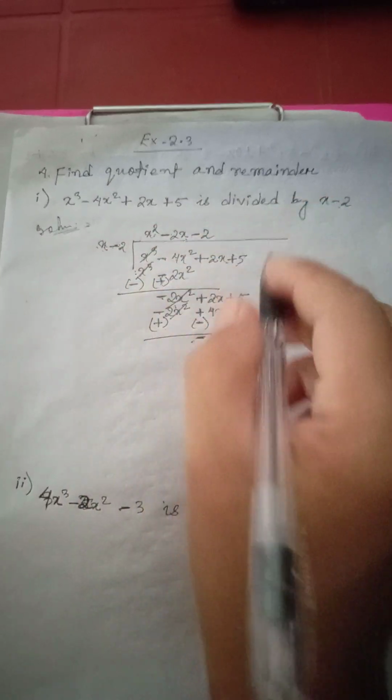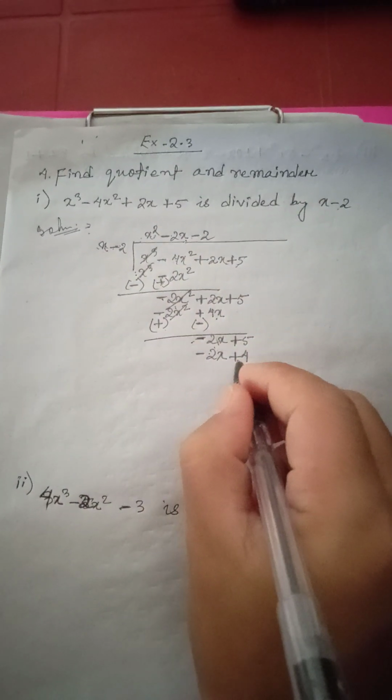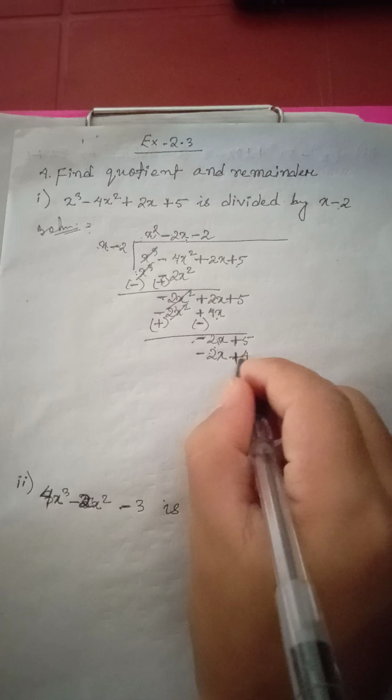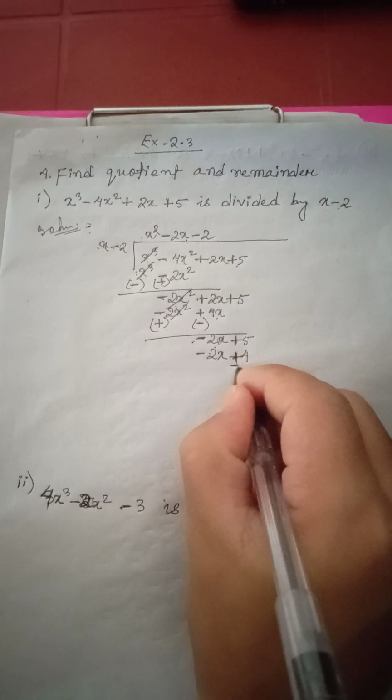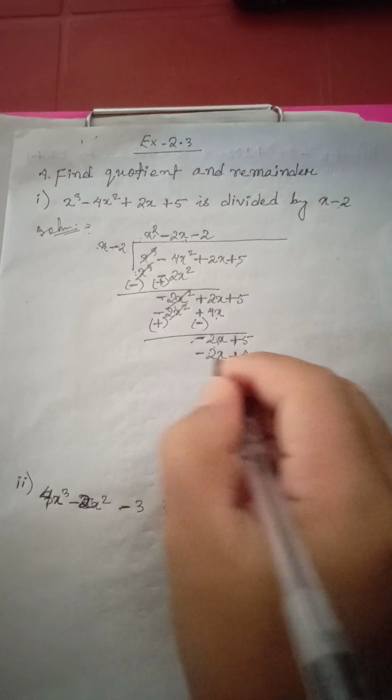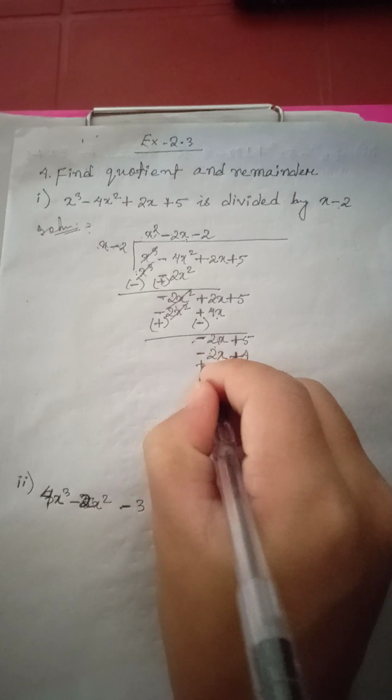And 2 into 2, if you multiply, it will give you 4. And what is the sign that we have here? It is plus. We have to write minus. If it is minus, then we have to write plus.